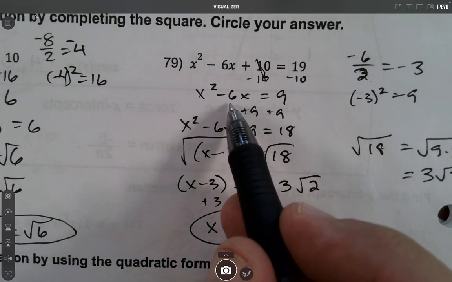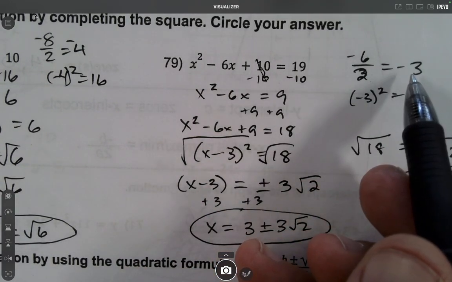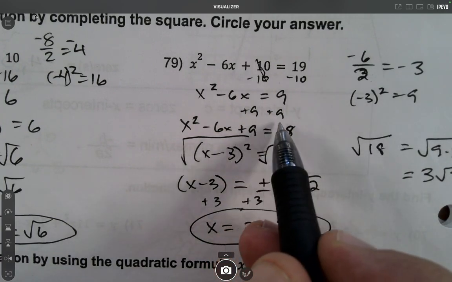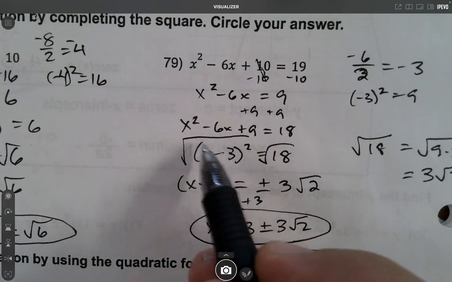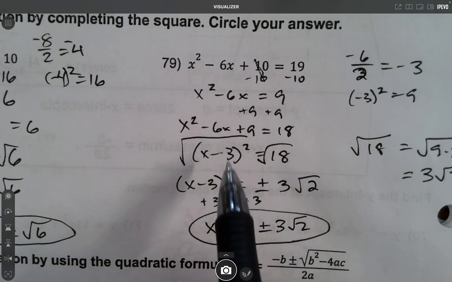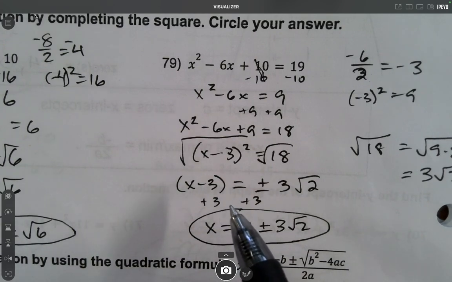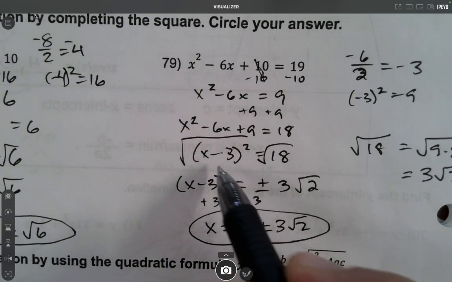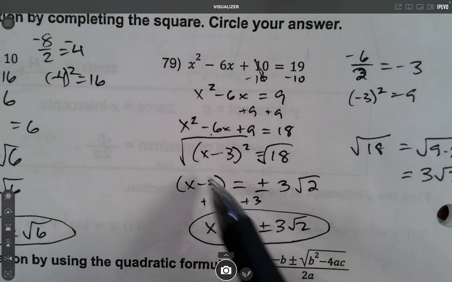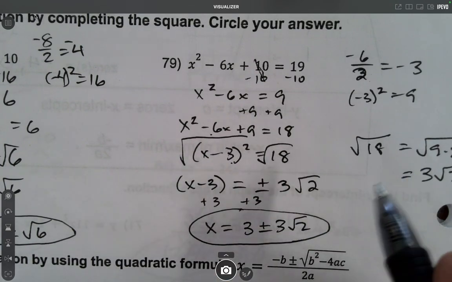Then we half the middle, so we get -3. We square -3 and get 9. And then we'll add 9 to both sides. And that gives us this equals 18. So I went ahead and skipped, because we know the whole point of completing the square is so we get the same thing times itself. And we know that it always ends up being half the middle number. So I said x minus 3 squared.